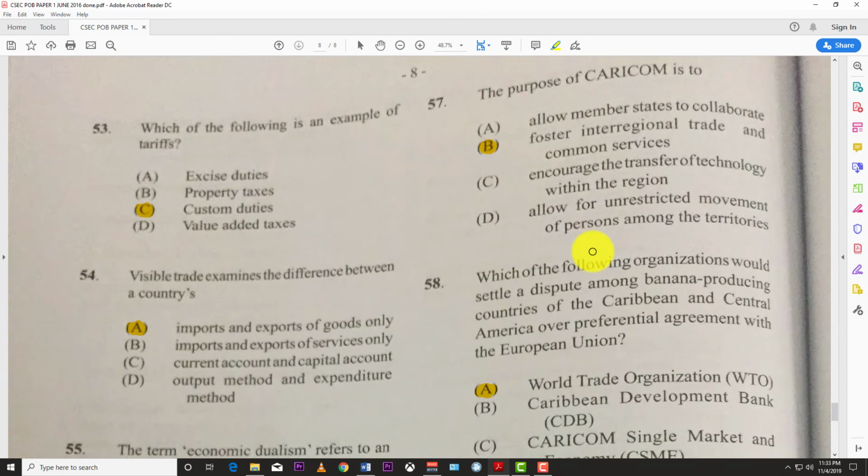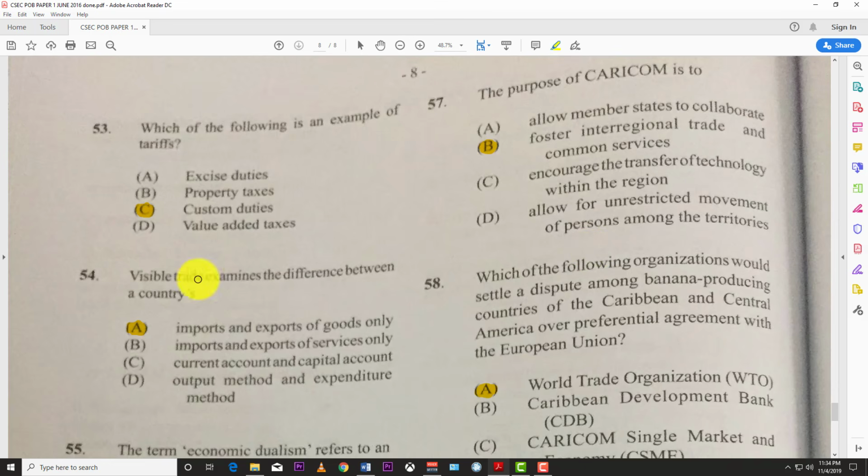53. Which of the following is an example of a tariff? A tariff is a tax that is paid on imported stuff. So when you import stuff, you put a tax on that, and that's a tariff. The best answer here is customs duty. When you bring in something from overseas, you have to pay a tariff, and that's a customs duty.